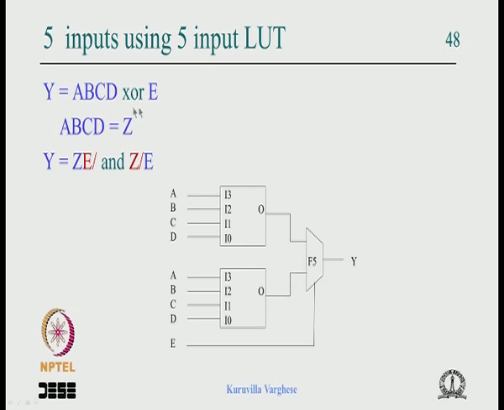So this can be expanded to the 6 input case also. There are 6 input functions you can come up with, which definitely need the 4 input lookup table or 1 real true 6 input lookup table rather than cascading.